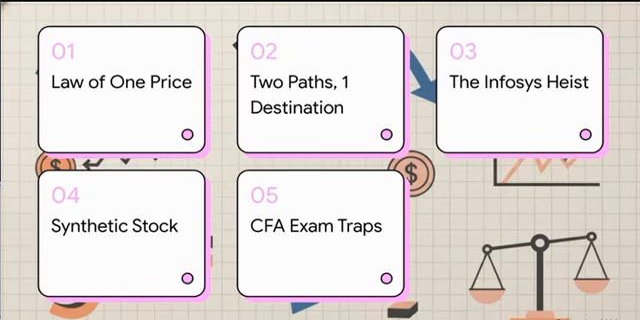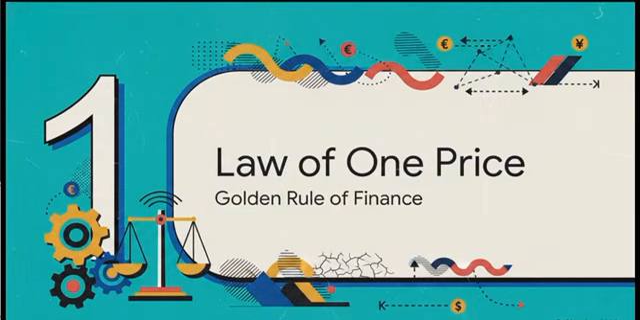We've got 5 quick sections: the law of one price, 2 paths, 1 destination, the Infosys heist, building a synthetic stock, and finally, surviving CFA exam traps. Let's jump right in. Section 1, the law of one price.